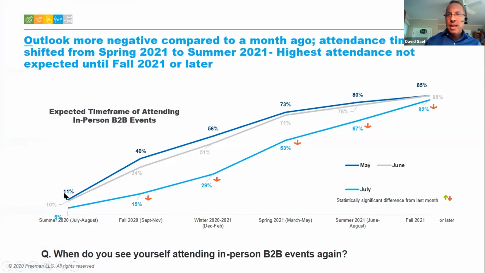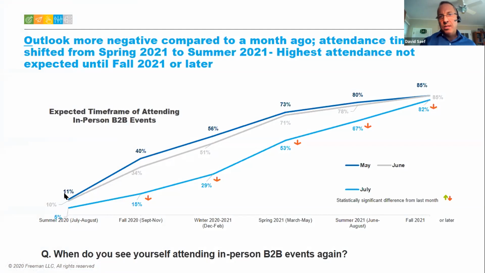Trend lines. It's not a pretty picture, but this is the reality. I will give you some good news as I go through this. Freeman's been doing surveys since April. This is a composite of the folks who attend events. One caution about surveys you see in the industry right now: most of them ask event organizers when they want to get back. This asks attendees when they plan to go back.